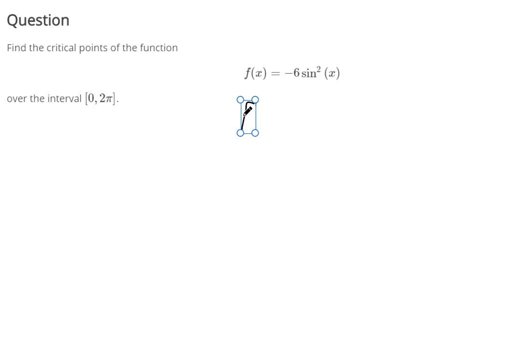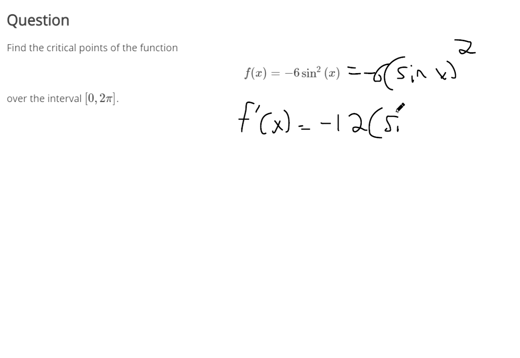So critical points for this function, we first want to evaluate the derivative. And in case you're not sure about this notation, that's -6 times sine of x squared. So we have to use the chain rule here. The derivative of the outermost function, it's a power function. The 2 comes down, multiplies, then gets reduced by 1. But then we need to multiply by the derivative of the innermost function. So the derivative of sine is cosine. So that's our derivative. We need to set the derivative equal to 0 to find critical points.